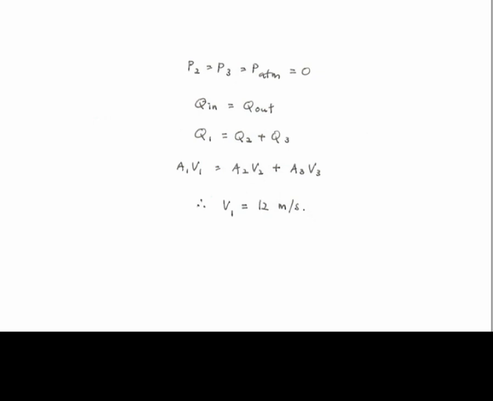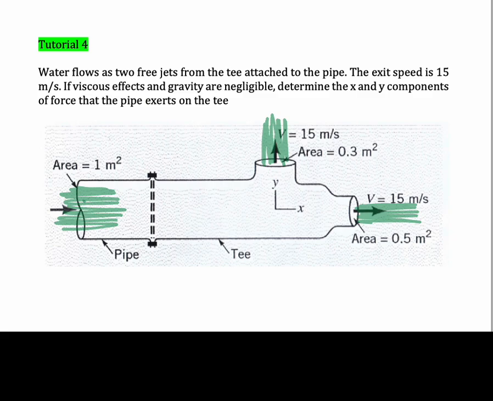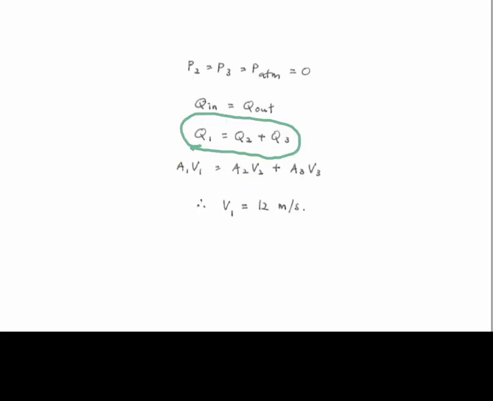And then we could calculate the velocity here. The very basic one, I hope you could understand this one, is Q1 is equal to Q2 plus Q3. So the idea is very simple. The inlet must be equal to the outlet at this one and the outlet at this point. So this is the basic idea. And then you could calculate that the velocity v1 is equal to 12 meters per second.